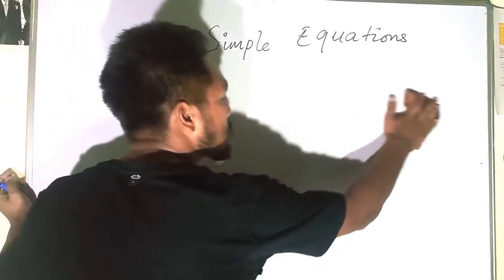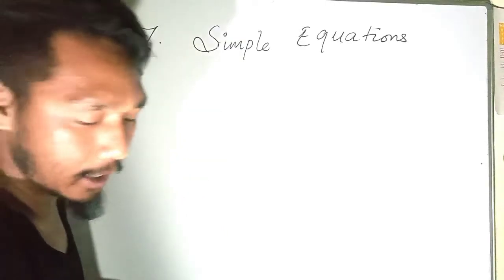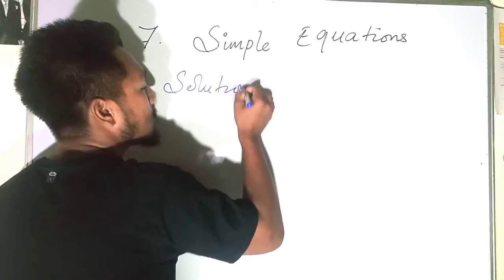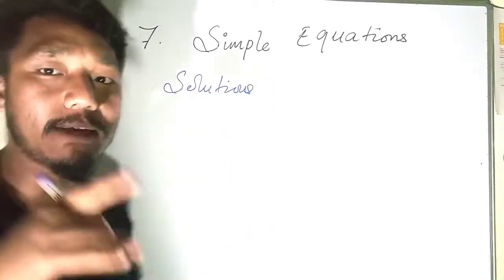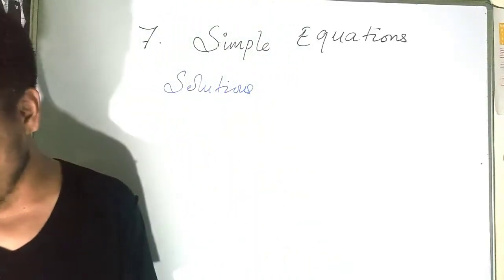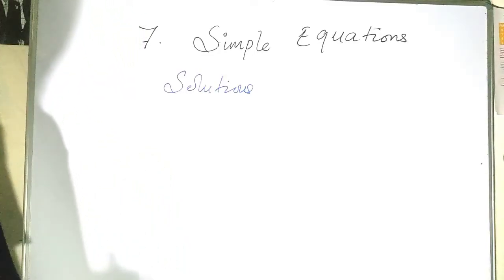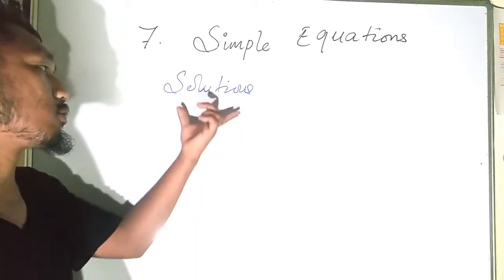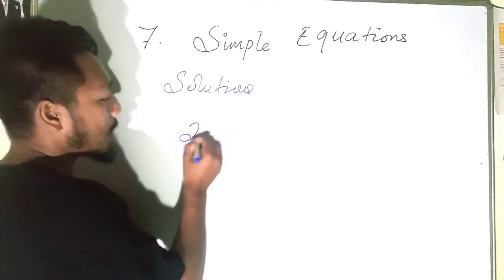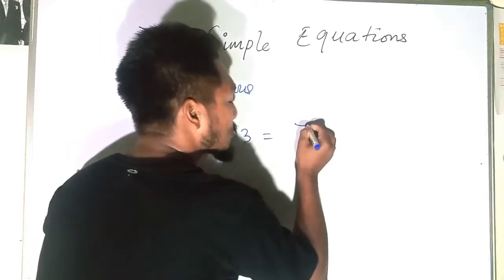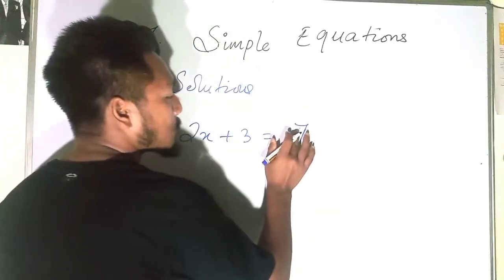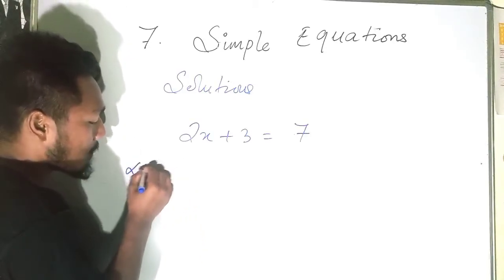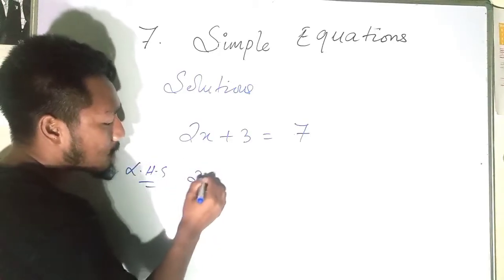What is the solution of an equation? What does it mean? By putting values in place of the variable, when we satisfy the equation on both the right hand and left hand side, that is what we call a solution. That means if I say 2x plus 3 is equal to 7, now if I check the left hand side, that is 2x plus 3.